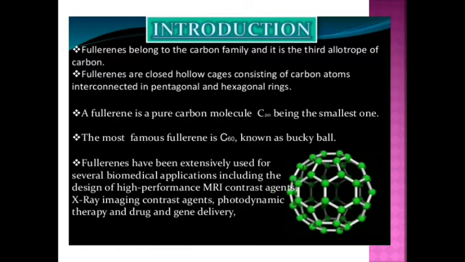Fullerenes belong to the carbon family and are the third allotrope of carbon. The remaining two are graphite and diamond. Fullerenes are closed hollow cages consisting of carbon atoms interconnected in pentagonal and hexagonal rings. A fullerene is a pure carbon molecule, C20 being the smallest one. The most famous fullerene is C60, known as buckyball.